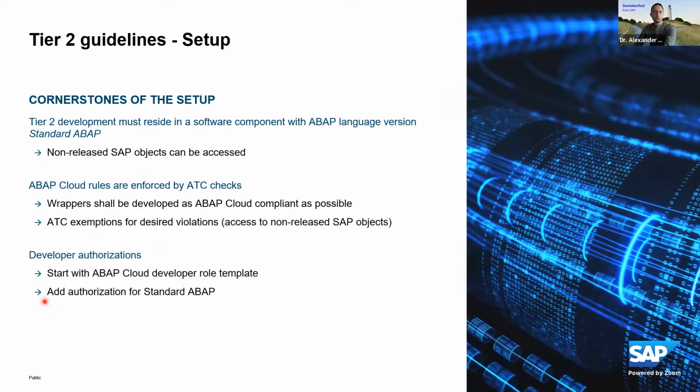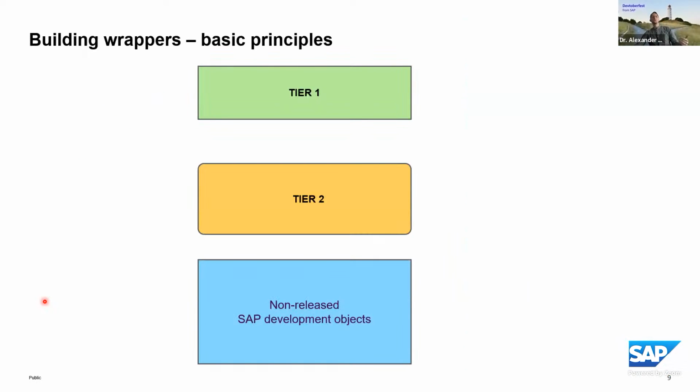Okay, now we have understood the setup. So how does building wrappers work in principle? Here we have the layering once again. We have the non-released SAP development objects at the bottom. Then in the middle, we have tier 2 and then tier 1 on top. And this is basically where you want to use those non-released development objects.